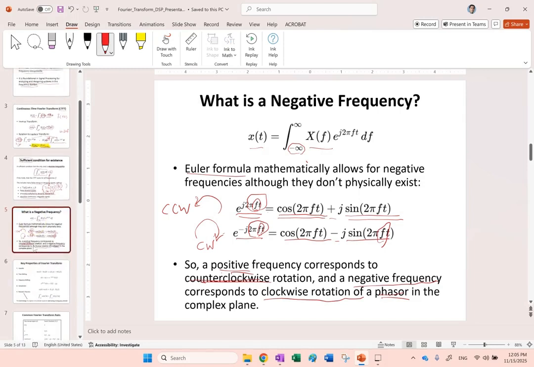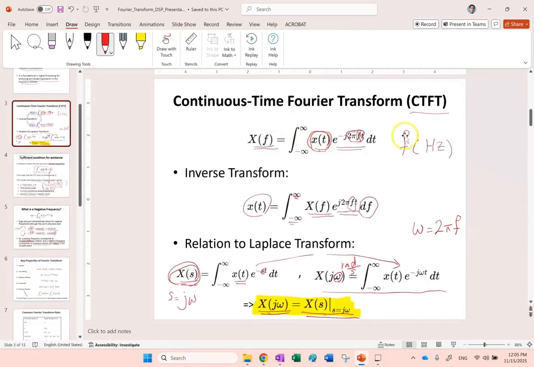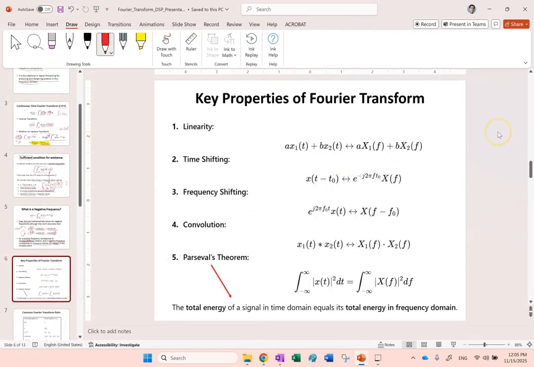Okay, now that you got it, let's go ahead and look at some of the properties of this transform that we just learned. What kind of properties does it have? The first and the absolute most important one is linearity. This transform, like the Laplace transform, is a linear operation.